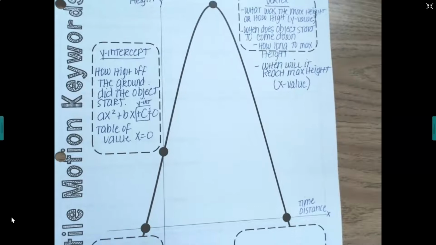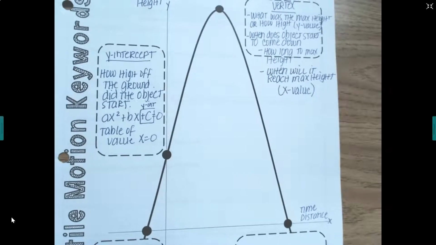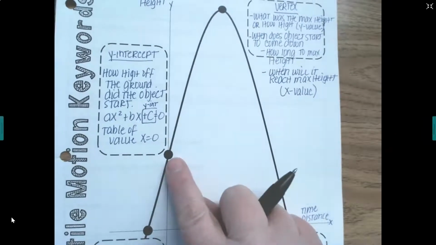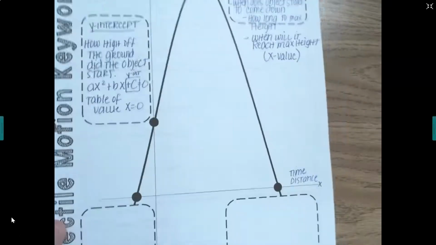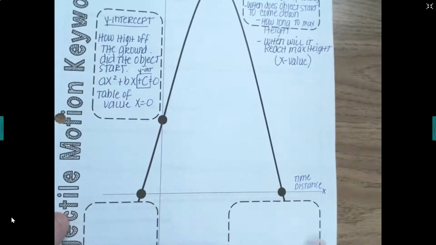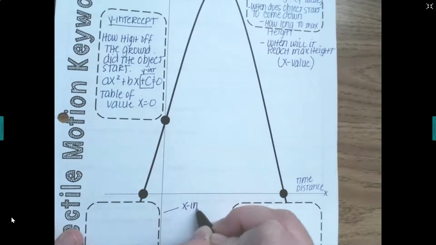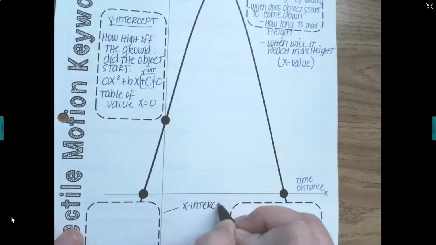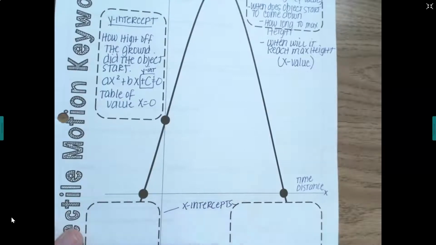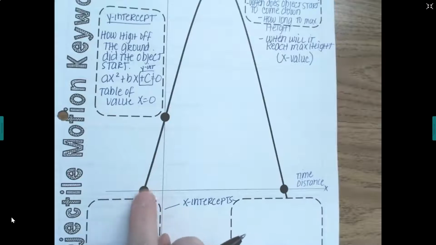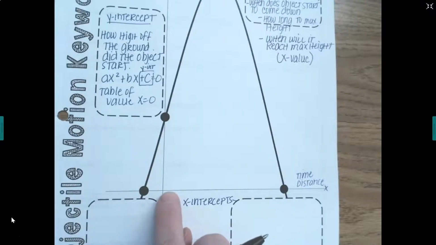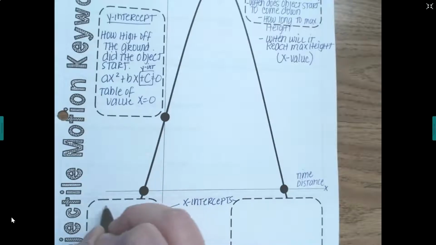There are lots of points on a parabola, but we're really only focusing on the y-intercept, the vertex, and then we're going to look at our x-intercepts. Both of these are x-intercepts. If one of the intercepts is negative, we're going to ignore it because that's outside the real world. Sometimes we have intercepts at 0, 0. That's still in the real world, so that would count.